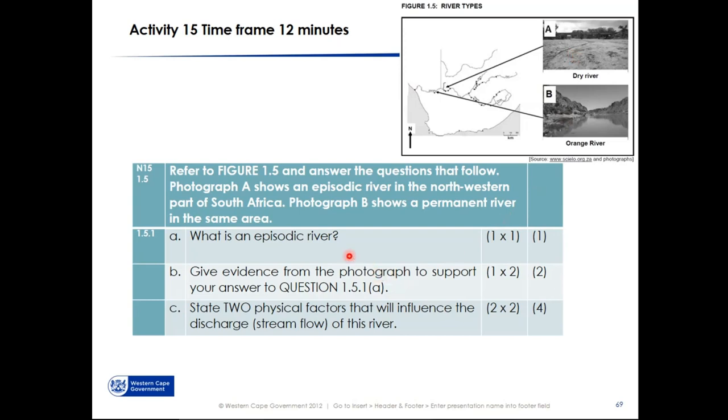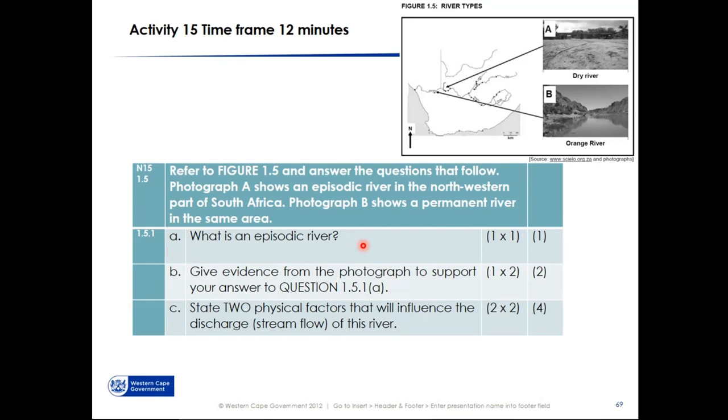And you will see number 2 or 1B. It says, so what is an episodic river? And I also want you please to write down next to it. So if you can please write down, what is an episodic river and a periodic river? Okay. Now, very, very important is a period. So if you can write this down for me, please, is a period.